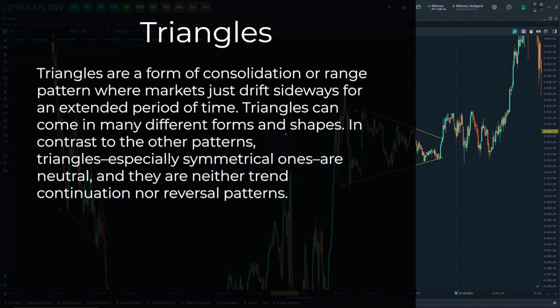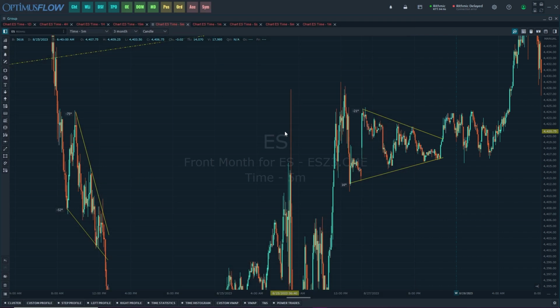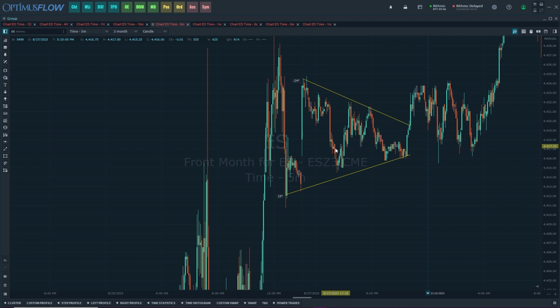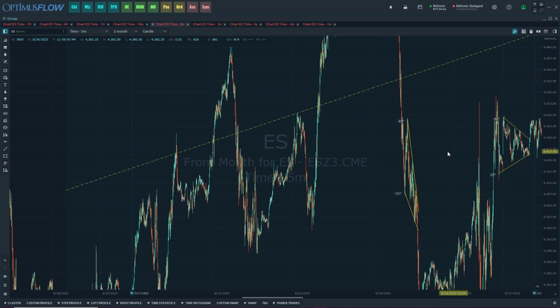Triangles are a form of consolidation or range pattern where markets just drift sideways for an extended period of time. Triangles can come in many different forms and shapes. In contrast to other patterns, triangles, especially the symmetrical ones, are neutral, and they are neither trend continuation or reversal patterns. So here on a triangle, we can see that this one is generally symmetrical, and that would indicate that it is not an indication of a trend continuation or reversal, unlike the pennant pattern we have here.